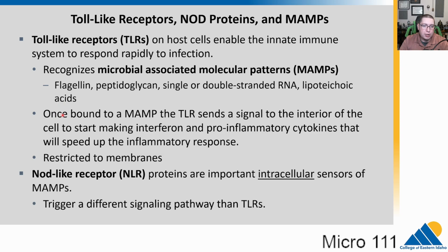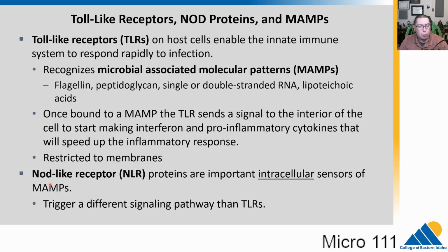So once bound to a MAMP, so the toll-like receptor binds the MAMP thing, like peptidoglycan or something like that, it actually then signals into the cell to start making interferon and pro-inflammatory cytokines that will speed up inflammation. Now, because in our case study, Bobby was missing these toll-like receptors, there's nothing to send the signal into the cell to start these processes happening. So inflammation is not getting started. These receptors are found in the membrane and look outwards.